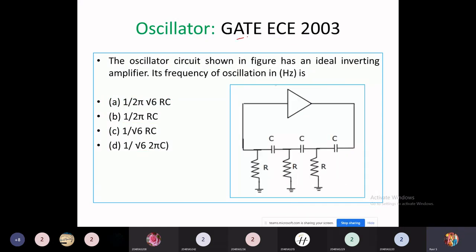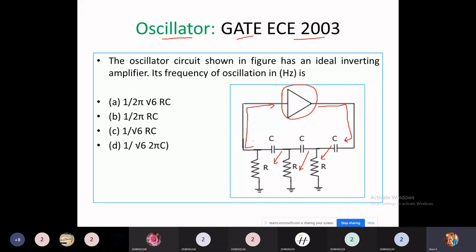Now from GATE 2003, from the topic oscillator. Now if you look at here, an amplifier is represented by a triangle, right? And there are some feedback elements. Output of this is given to some RC circuits. Here 3 RC circuits are connected, having capacitor in series, resistor in parallel, right? These 3 RC networks, output will be given as input for the amplifier again.